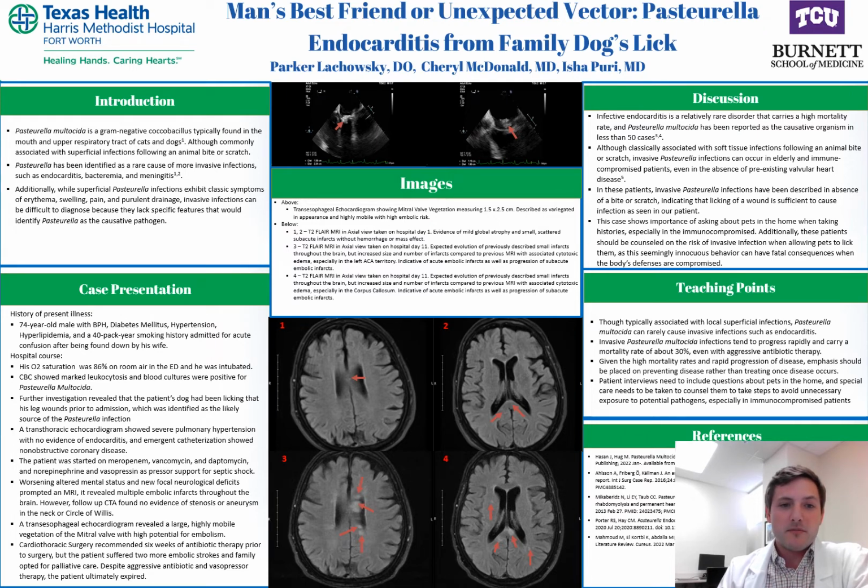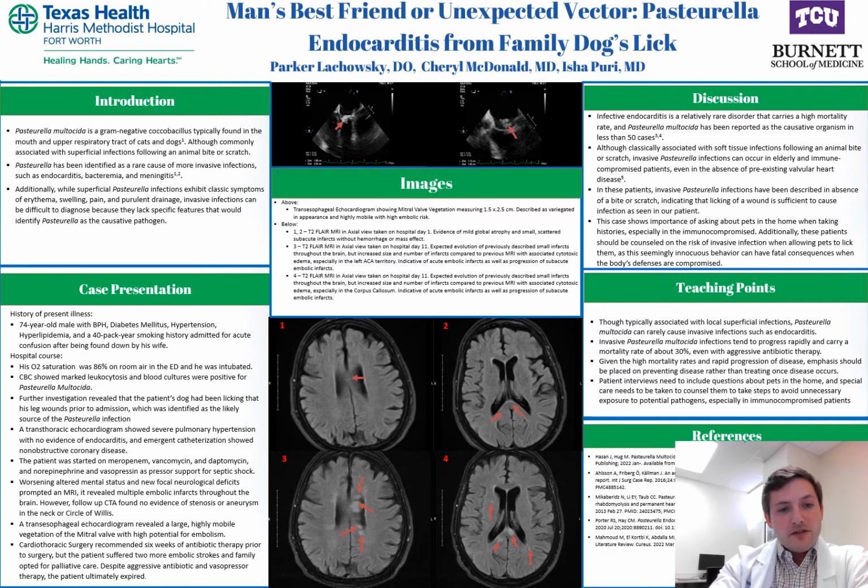The patient was started on meropenem, vancomycin, and daptomycin, as well as norepinephrine and vasopressin as pressor support for septic shock. He developed worsening mental status and new focal neurologic deficits prompted an MRI, which revealed multiple embolic infarcts throughout the brain. However, follow-up CTA found no evidence of stenosis or aneurysm in the neck or circle of Willis.